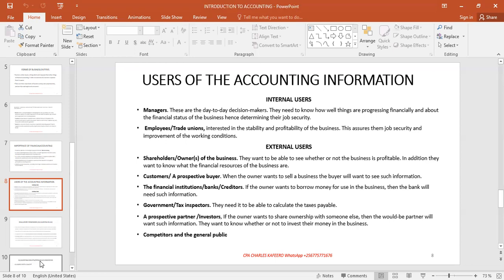The other thing we can talk about for the internal users of accounting information, we have the employees, stock trade unions. These employees, their interest is about, is the company really making that profit which can help them pay our salaries? If so, then are we safe? Are we having a job? Is there job security?